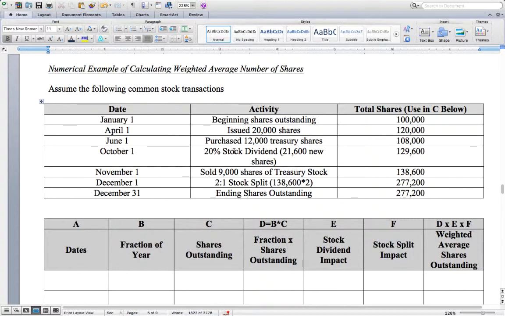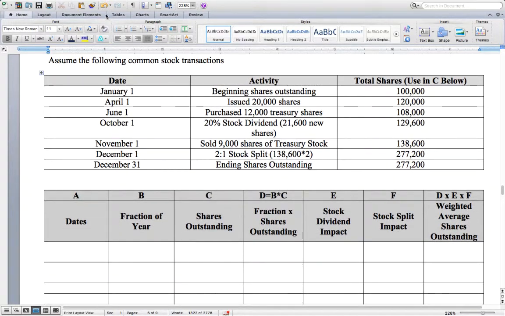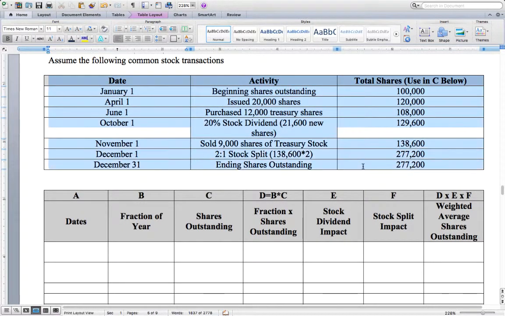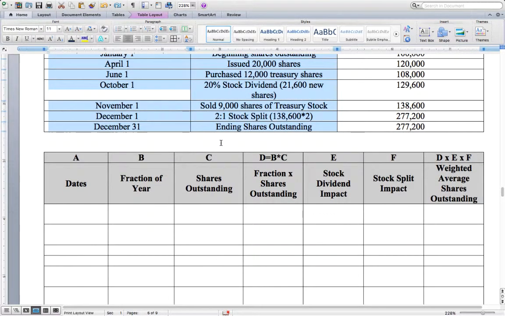Because as I mentioned previously, when a stock dividend occurs or a stock split, you have to treat it as if it occurred from the beginning of the year. So I will give you this type of table on a homework or exam. I may not give you this information, the total shares, but I will at least give you the date and the activity of the information. So let's start with what we know.